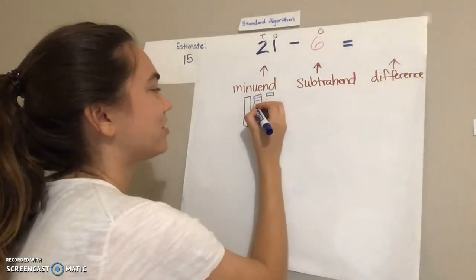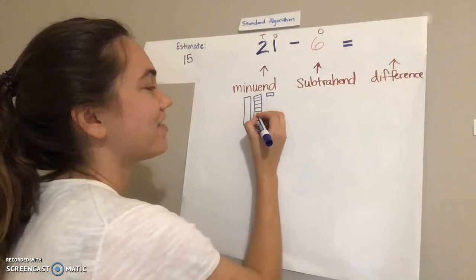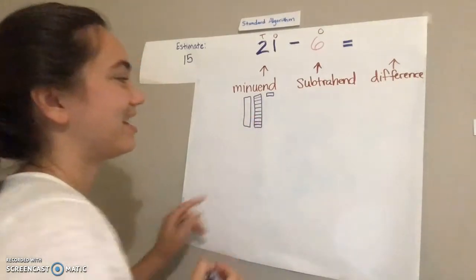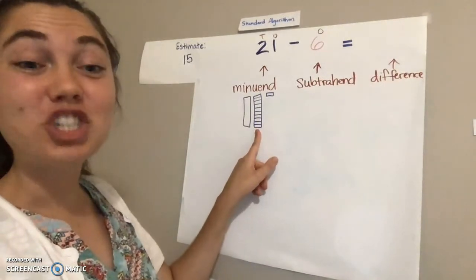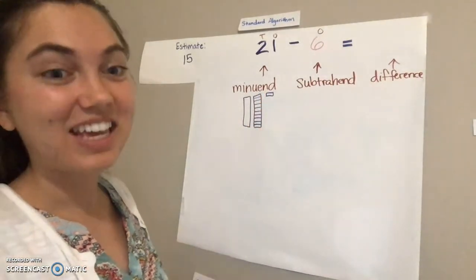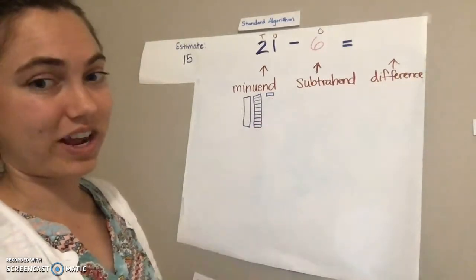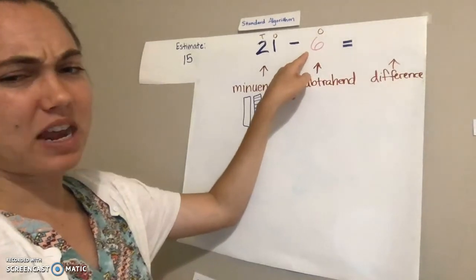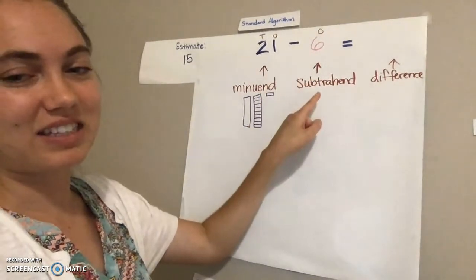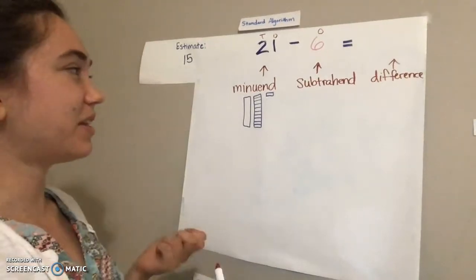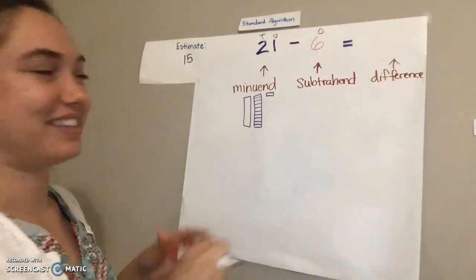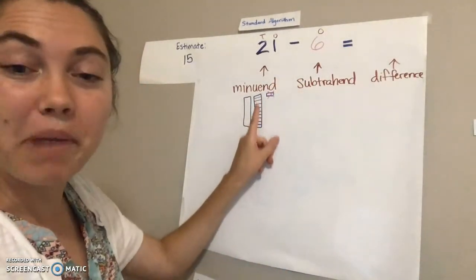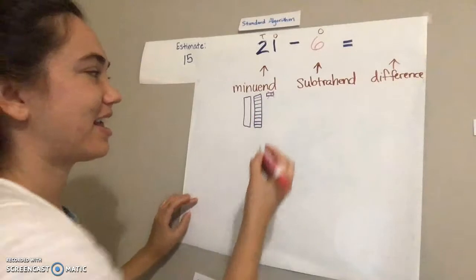1, 2, 3, 4, 5, 6, 7, 8, 9, 10. So I've shown that this tens rod equals 10 ones squares. Now I am taking away how many? My subtrahend says take away 6. So let's cross out 6 ones. Oh, I'm going to have to go borrow some of these tens. I'm going to borrow.